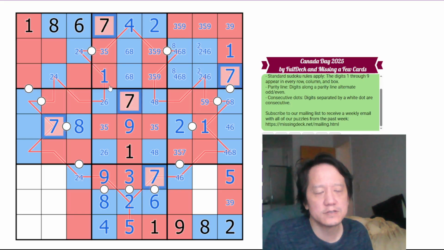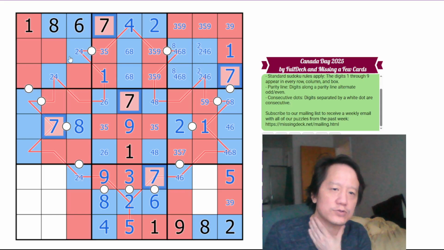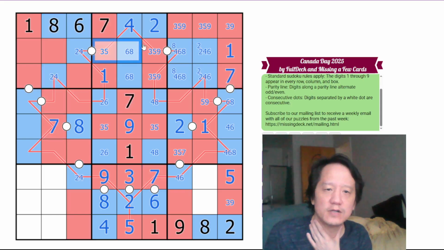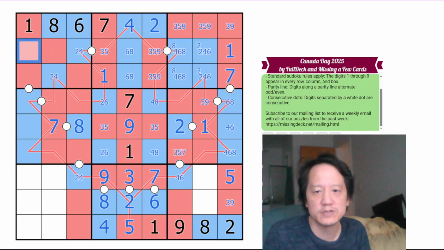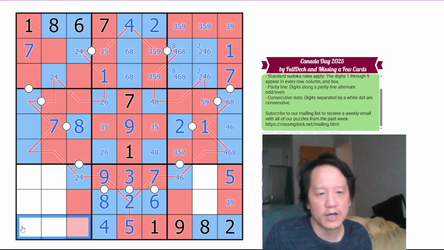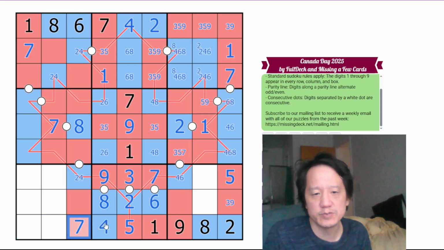Where is the 7 in row 2? Can't be here because of the 7 in the column. This can't be 7 because it's even. The 7 eliminates 7 from the rest of this box, and this can't be 7 because of the 7 in the box. So this must be 7 here. That means, where's the 7 in row 9? Can't be here or here, so this must be 7. That leaves the rest of the digits as 3 and 6 in row 9.